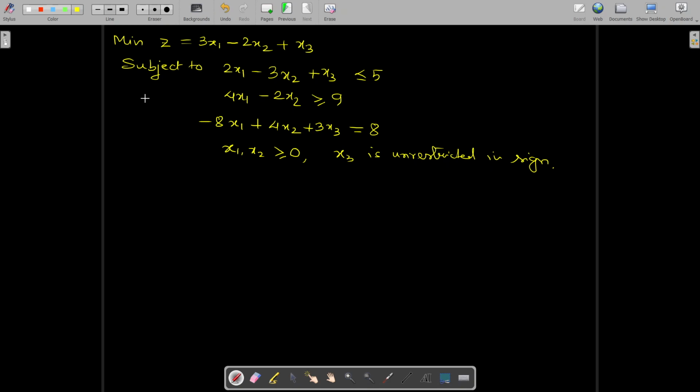First of all, it's a minimization problem, so its standard form should have all greater than or equal to signs. If you check, we have a less or equal to sign, so we need to convert it by taking the negative on both sides. So the new constraint will be minus 2x1 plus 3x2 minus x3 greater or equal to minus 5. This is my first constraint.